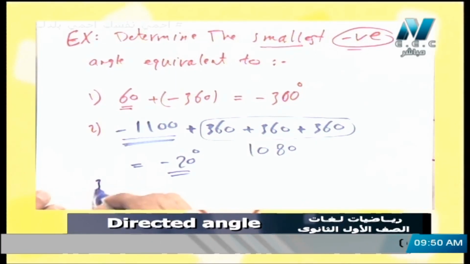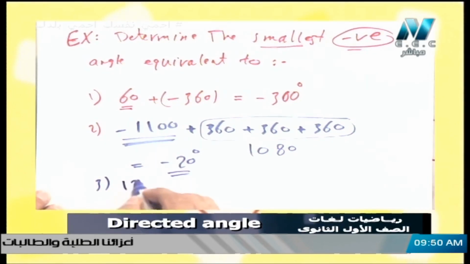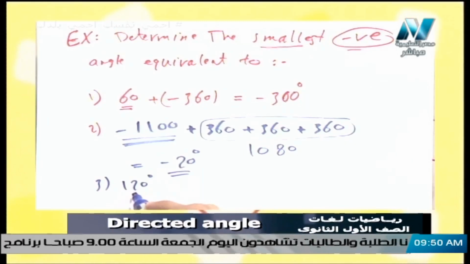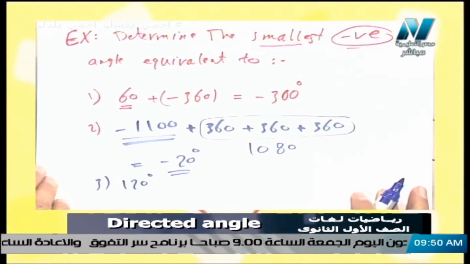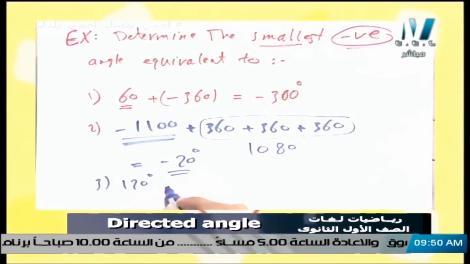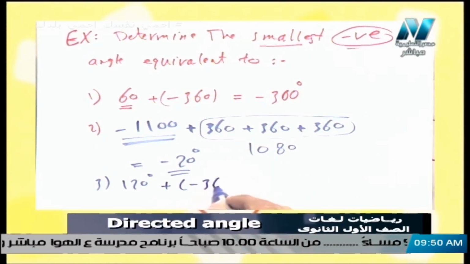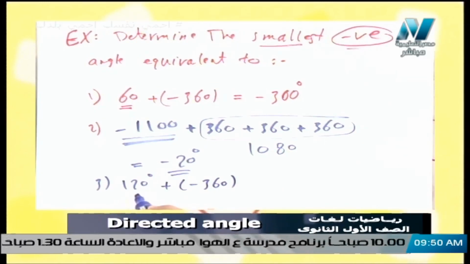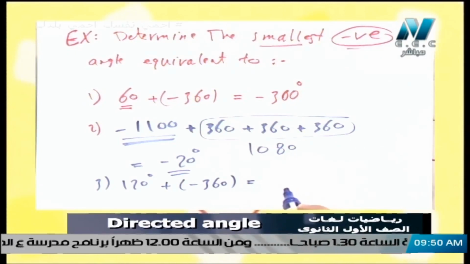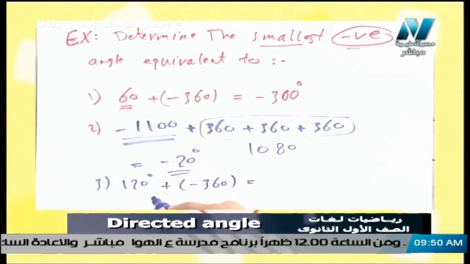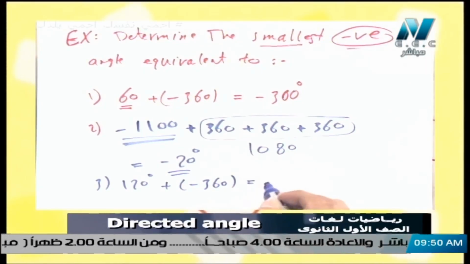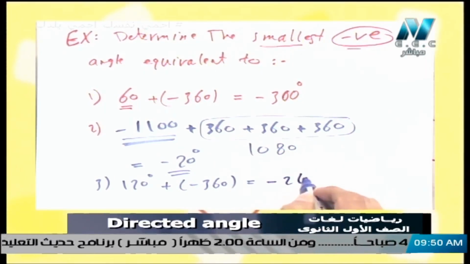What about 120 degrees? If we have an angle like that and we would like to find the equivalent negative angle, the smallest negative equivalent angle for it, we add negative 360, of course, because this is a positive angle and we want a negative angle, and the smallest one. To add 120 plus negative 360, the answer of course will be negative 240 degrees.